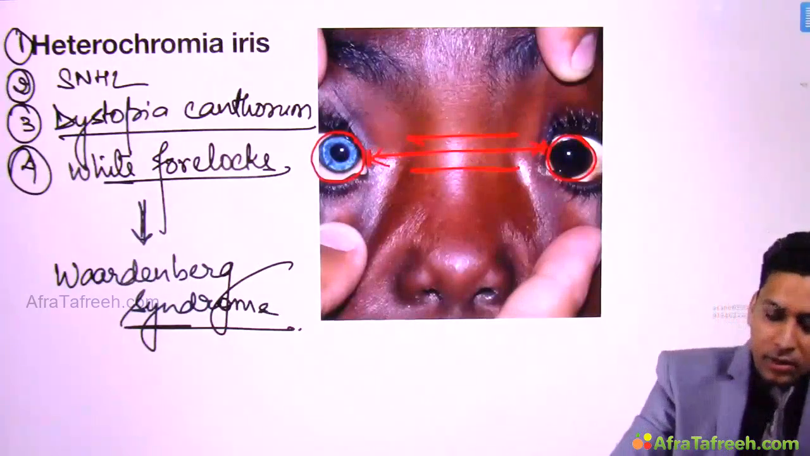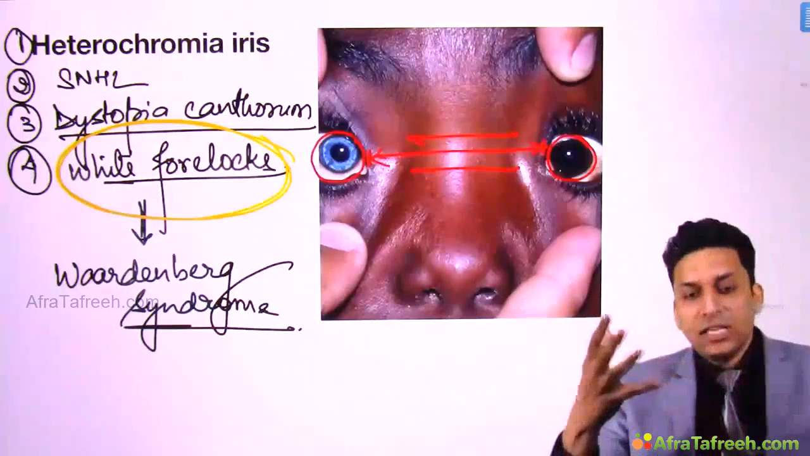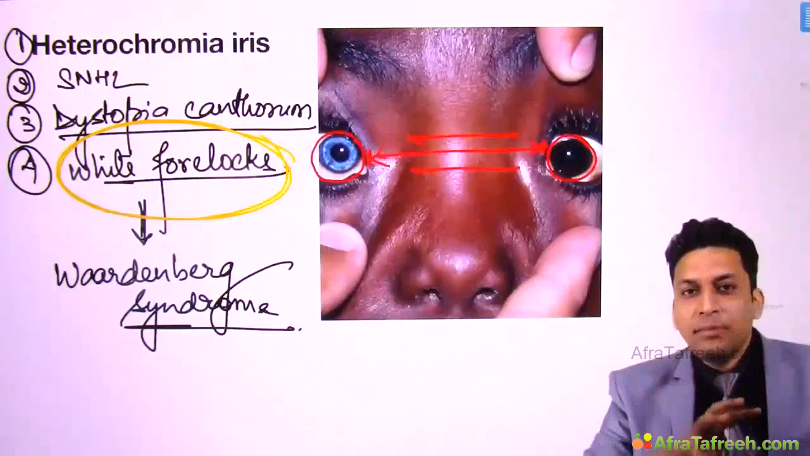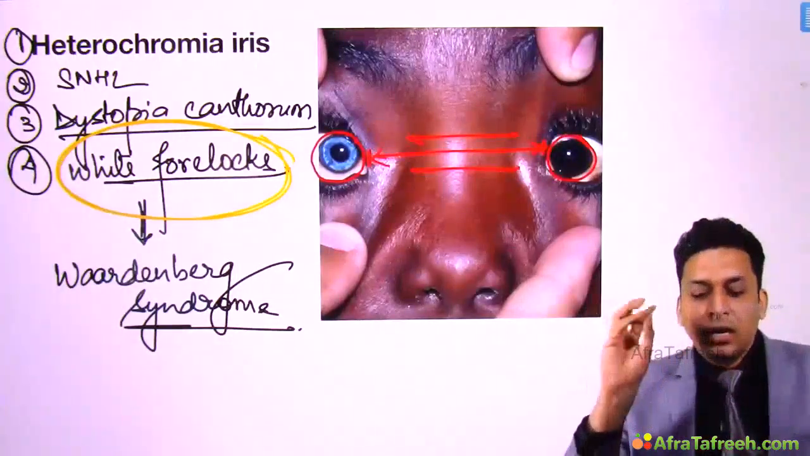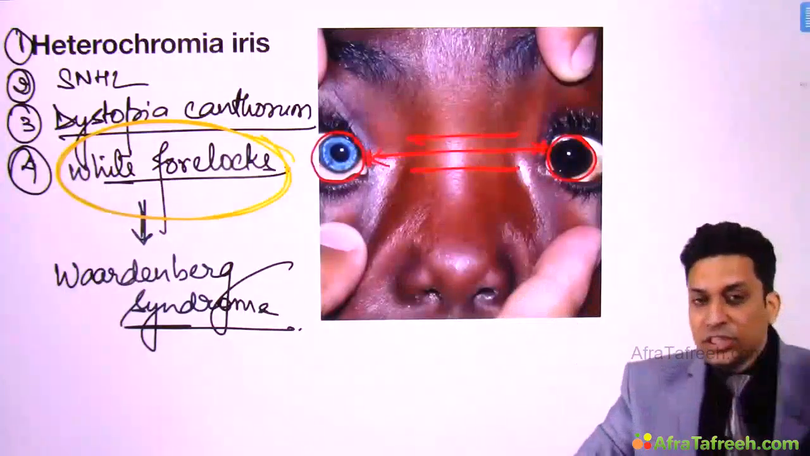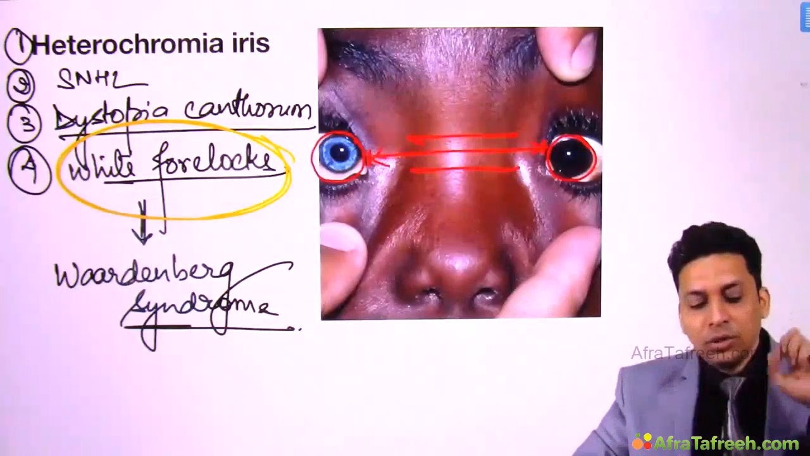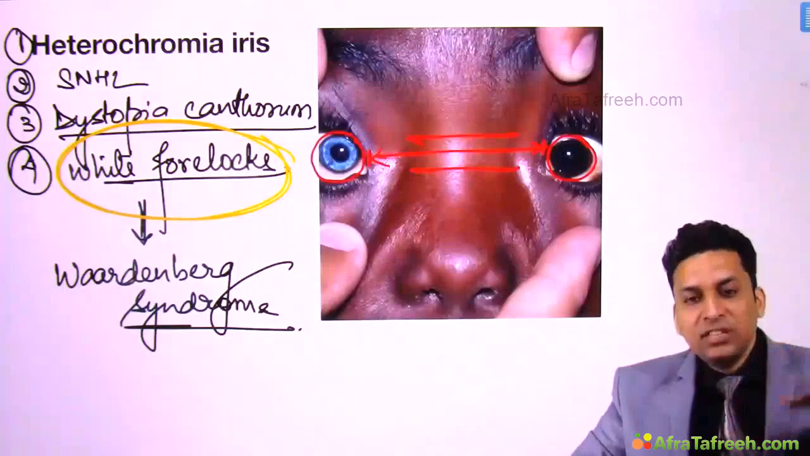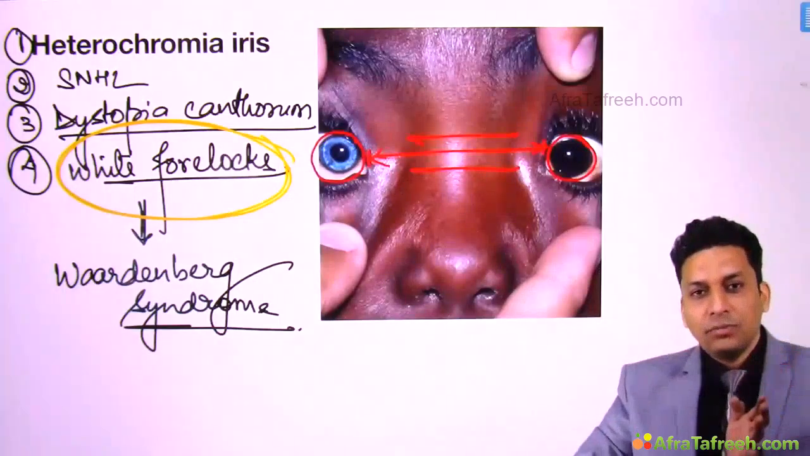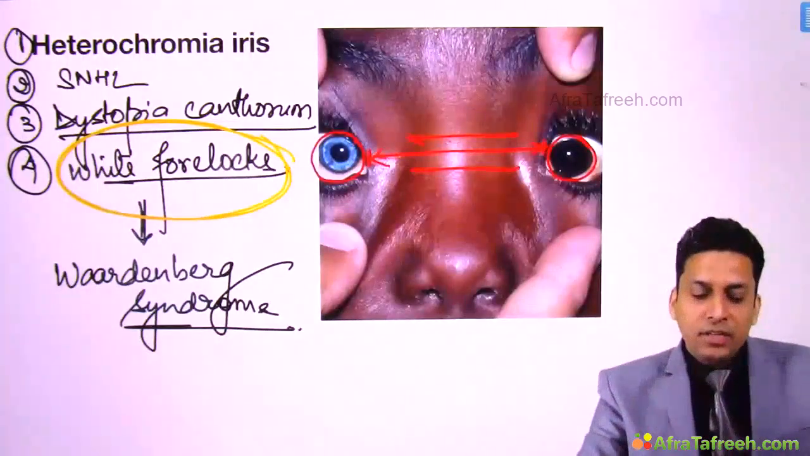So whenever white forelocks are mentioned in a question, look for other features. If the features are localized depigmentation, with normal areas of skin also present in between, then mark piebaldism. And if features like sensorineural hearing loss, heterochromia of the iris, broad nasal root, or dystopia canthorum, meaning the distance between the inner canthus has increased, are mentioned, then mark Waardenburg syndrome. Okay, so these were the various hypo and hyperpigmentary disorders.